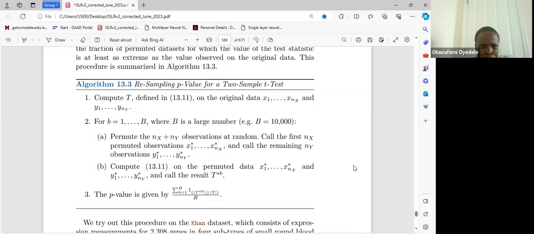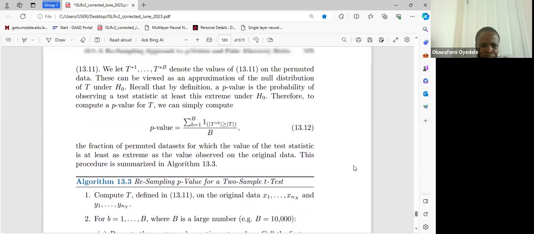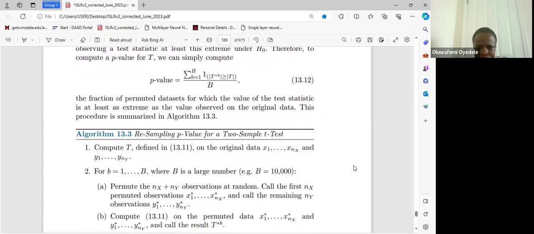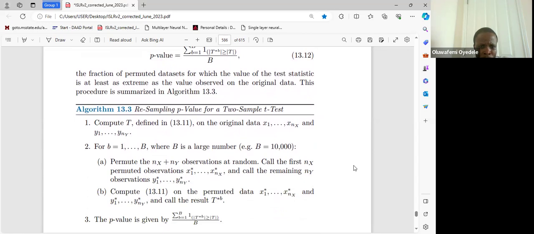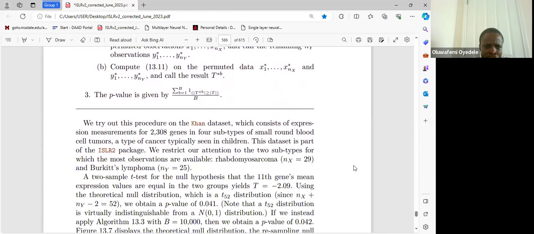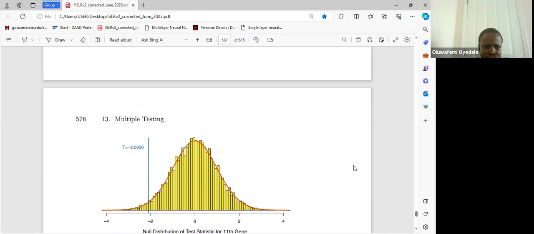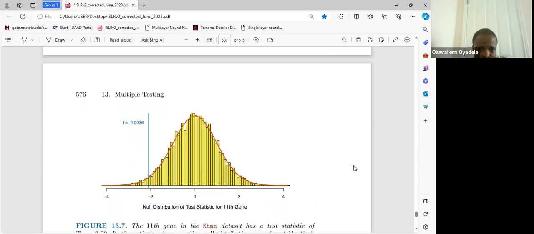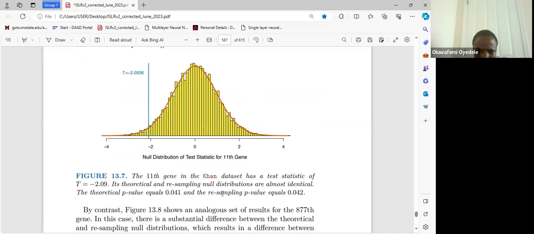I think here they were talking about how we can compute the statistic defined in 13.1, the initial equation, on the original data. Then for b equals 1 to B, where B is large, we compute the p-values. This is similar to the threshold we saw in the beginning. Our T statistic is now 2.09365. So how many percent of the data set fall in this region? The theoretical p-value is 0.04, and the resampling p-value is now 0.042.